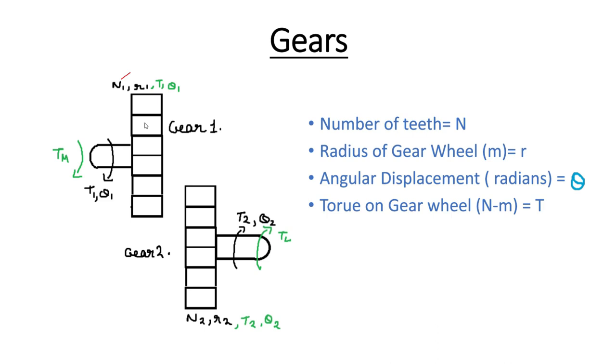Here N is equal to the number of teeth. See, this is your teeth. R is the radius of the gear wheel in meters. Actually, this whole thing is a circular thing, but I have represented it in a 2D form. Therefore, you are seeing a rectangle. And then angular displacement theta. Theta is your angular displacement and T is the torque on the gear wheel in Newton meter.